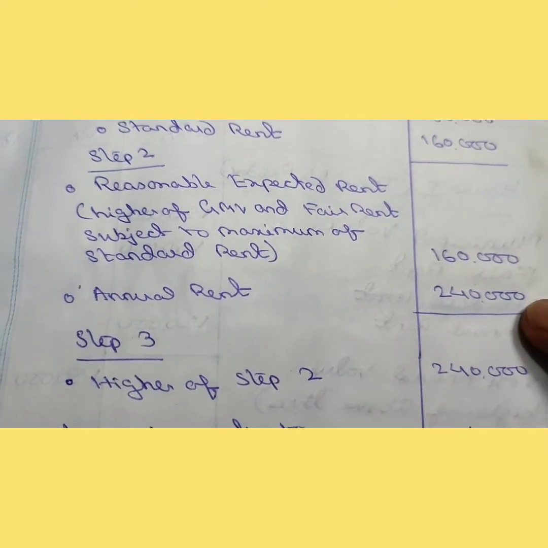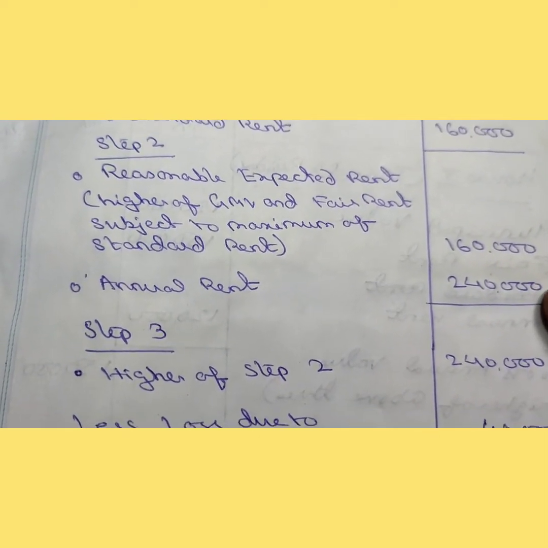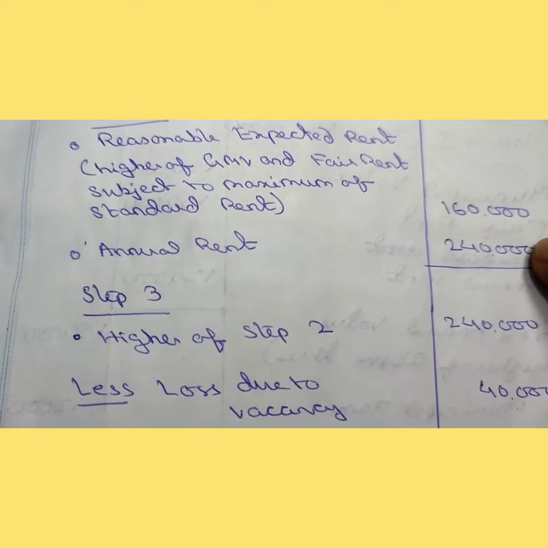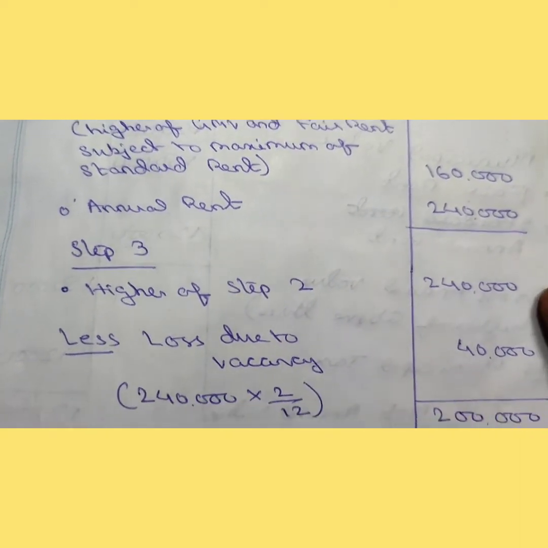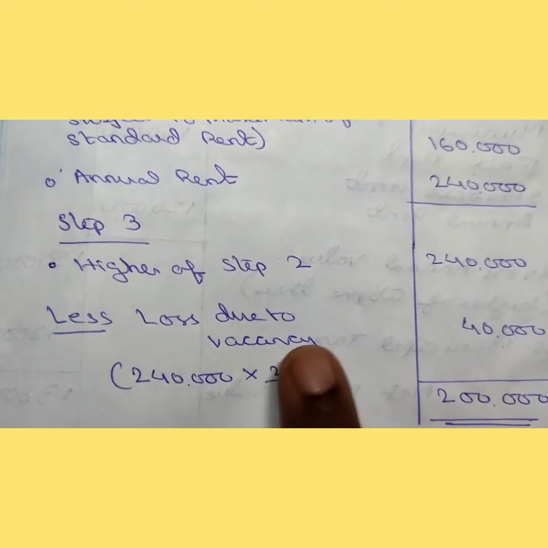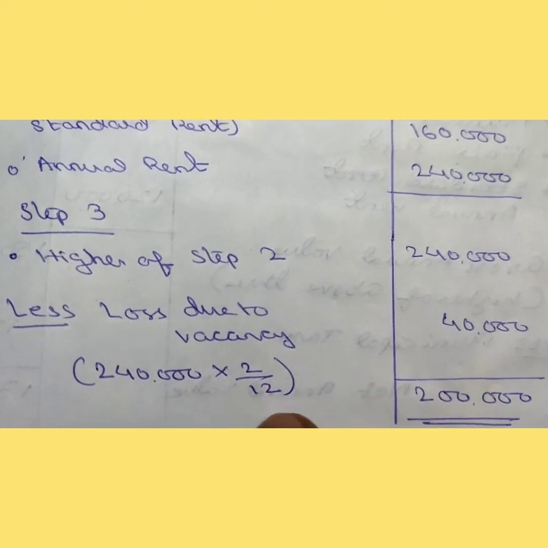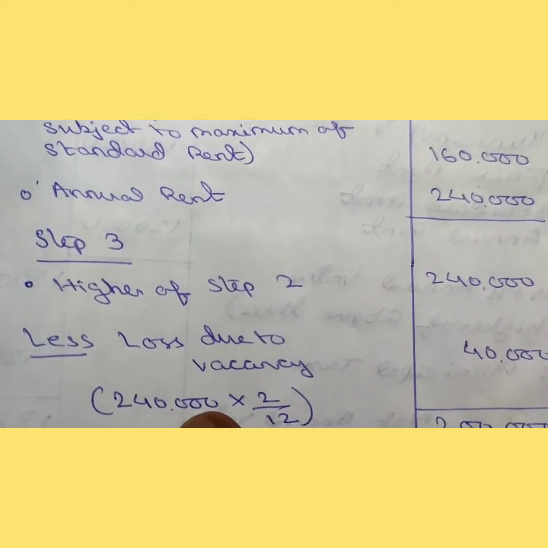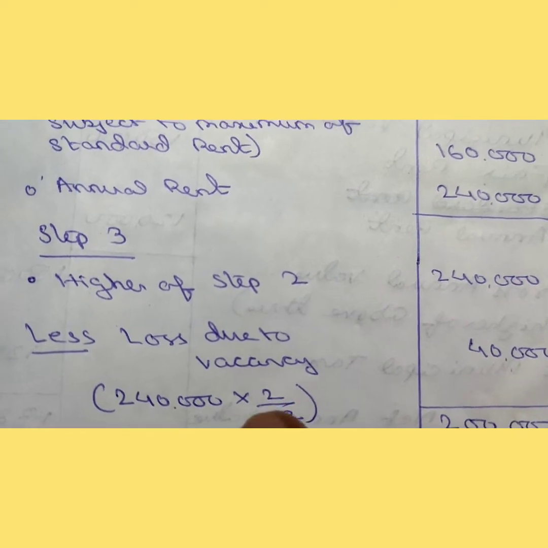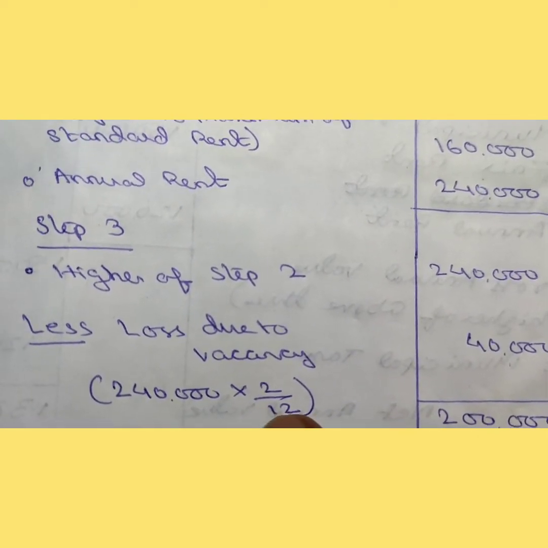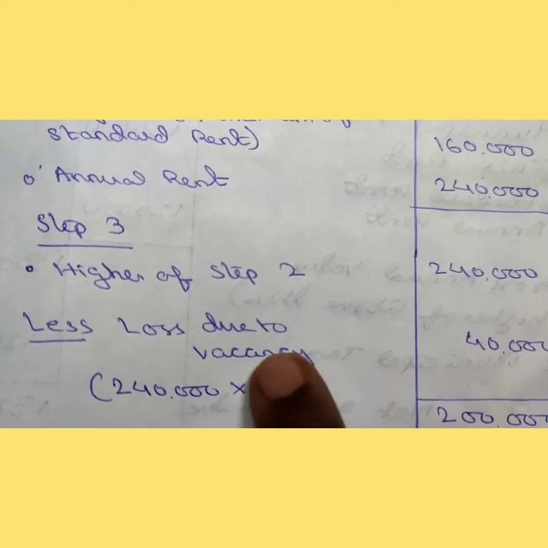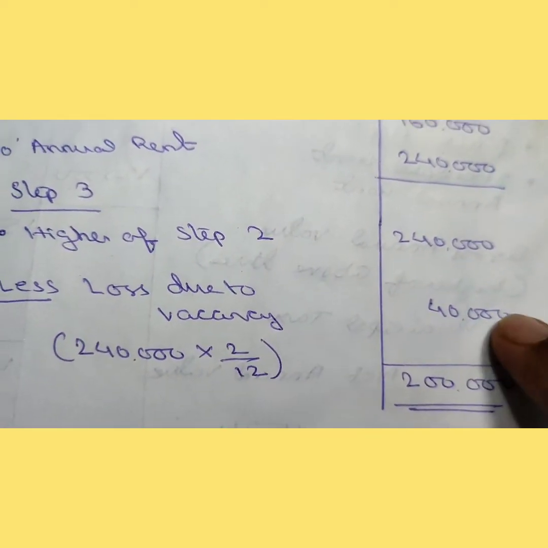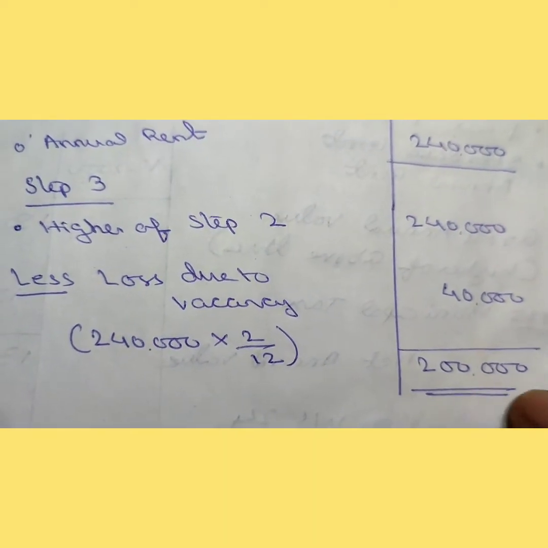Next, that is annual rent. Annual rent is also given in the question, that is ₹2,40,000. In step 3, we take the higher of this reasonable expected rent and annual rent, and the higher is ₹2,40,000. Next, we calculate the loss due to vacancy. The vacancy period is 2 months. Annual rent of 2,40,000 is the 12 months rent. To know the 1 month rent, we divide by 12, and for the vacancy period, the 1 month rent is multiplied by 2. This is 40,000. Loss due to vacancy reduces the higher figure of step 3, that is 2 lakh. This is the gross annual value.